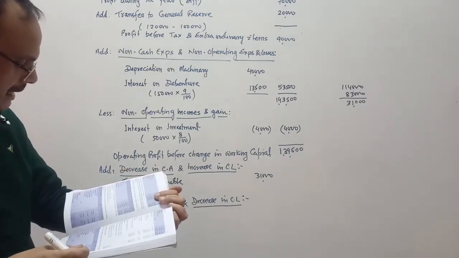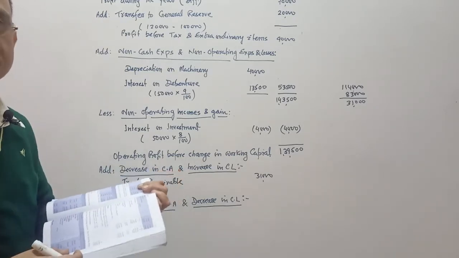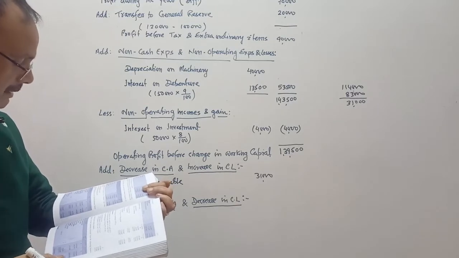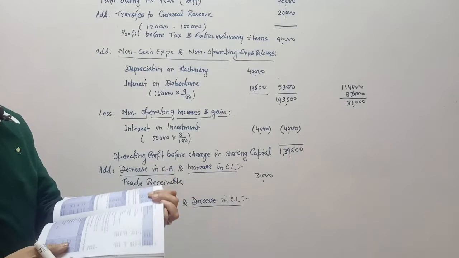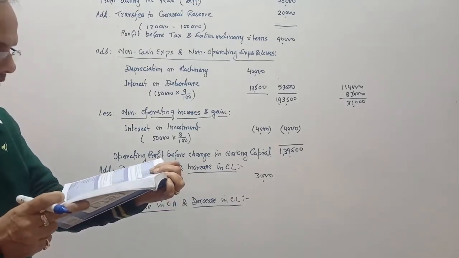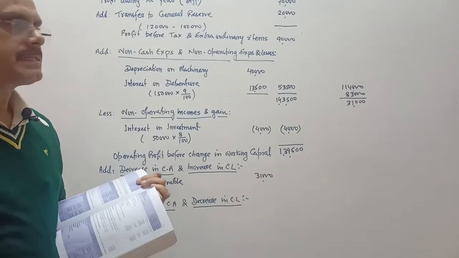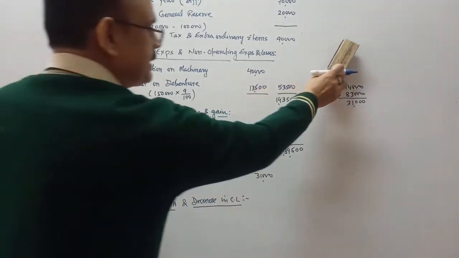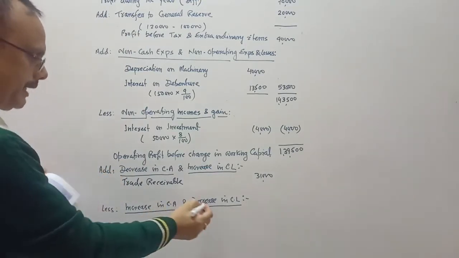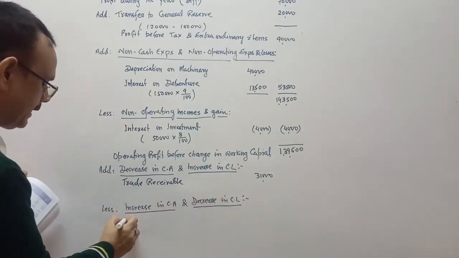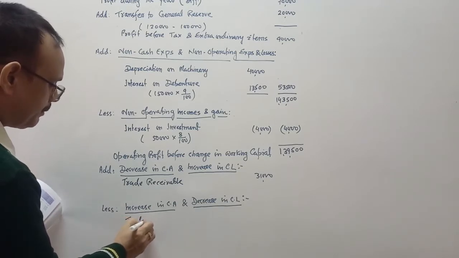Next is current liability. Under the current liability there is only one single liability, that is trade payables. Trade payable last year it was 60,000 and this year in 2018 it is 40,000. So trade payable is decreased. Decrease in current liability we will deduct it. So trade payable will be deducted by us.